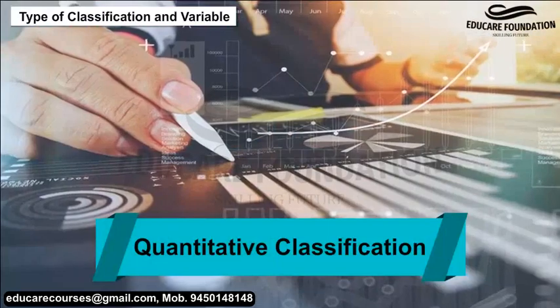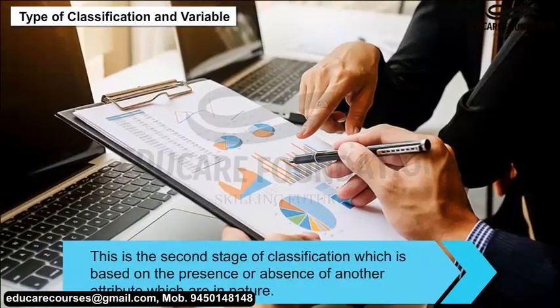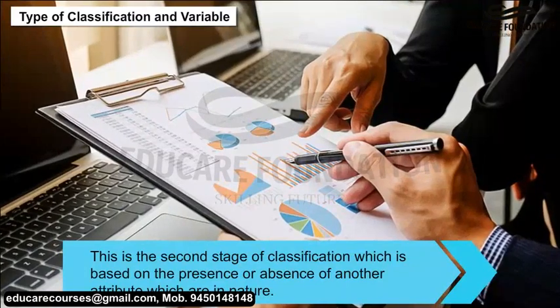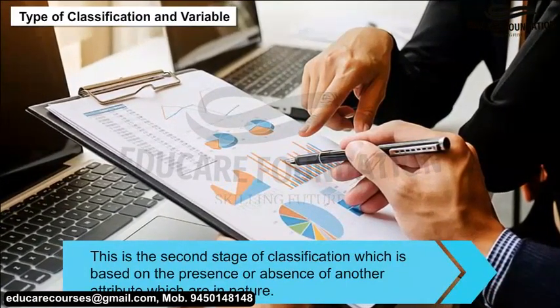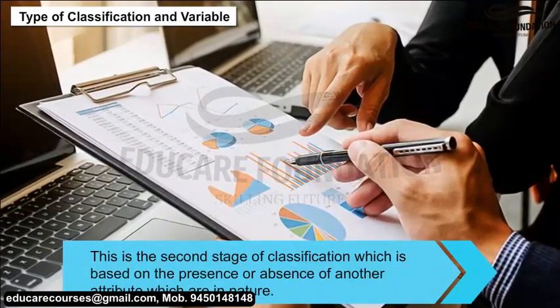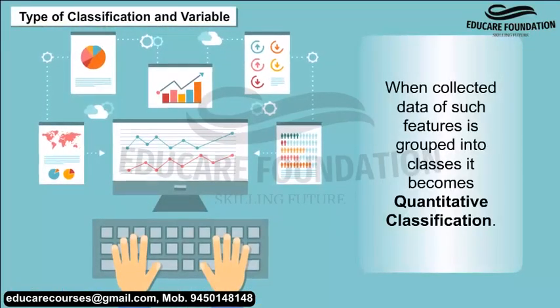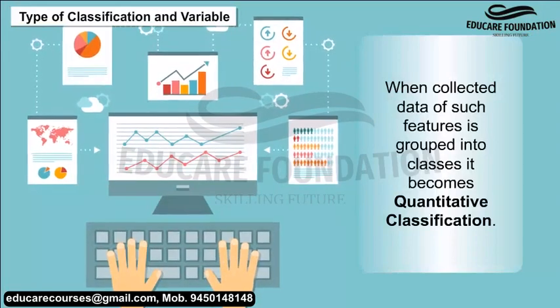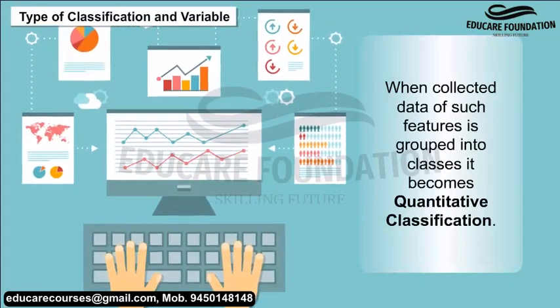Quantitative classification. This is the second stage of classification, which is based on the presence or absence of another attribute which is quantitative in nature. When collected data of such features is grouped into classes, it becomes quantitative classification.